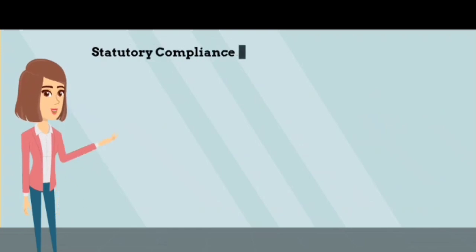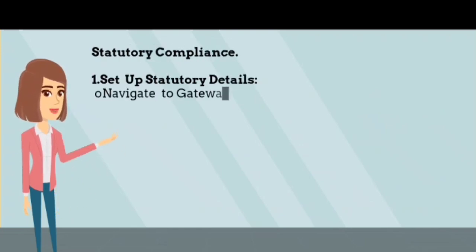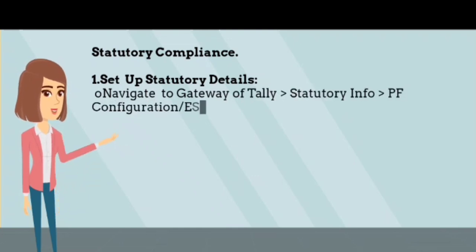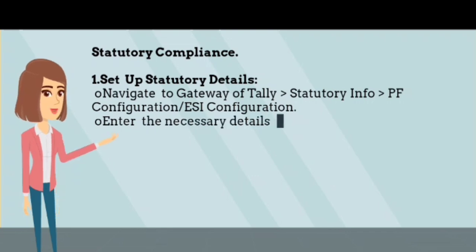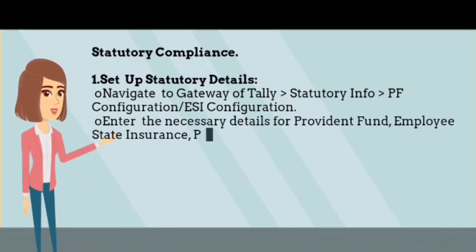Statutory compliance. 1. Set up statutory details. Navigate to Gateway of Tally, Statutory Info, PF Configuration/ESI Configuration. Enter the necessary details for Provident Fund, Employee State Insurance, professional tax, etc.